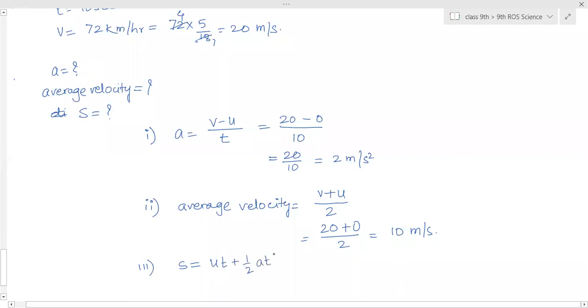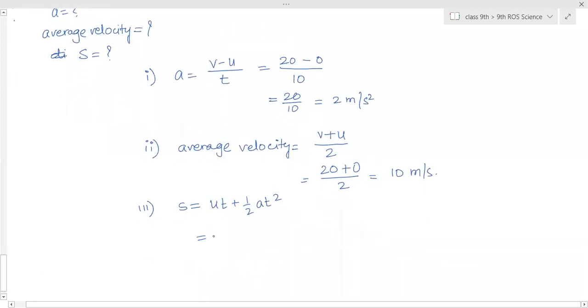S is equal to half a t square. To calculate S, initial velocity u is 0. Time is 10, plus half. What is acceleration? We already calculated that, it is 2. Time is 10 square, means 10 into 10. So this 2 cancels. 0 into 10, 0.